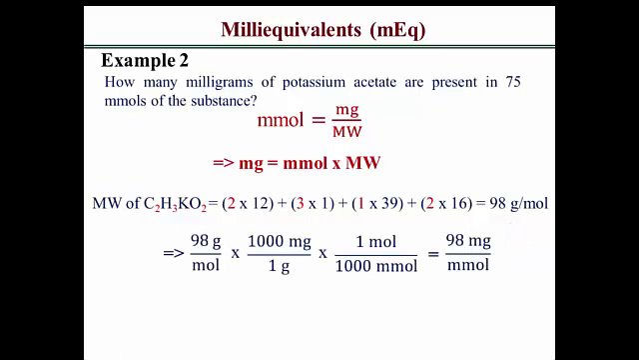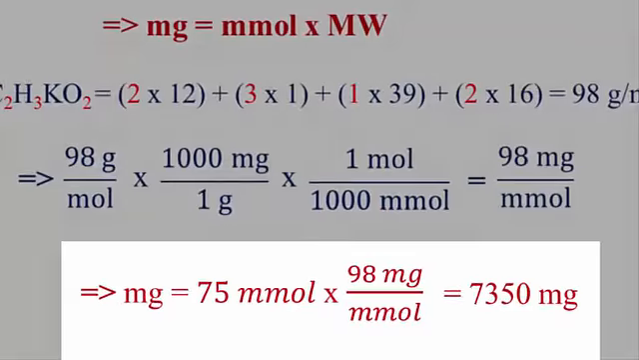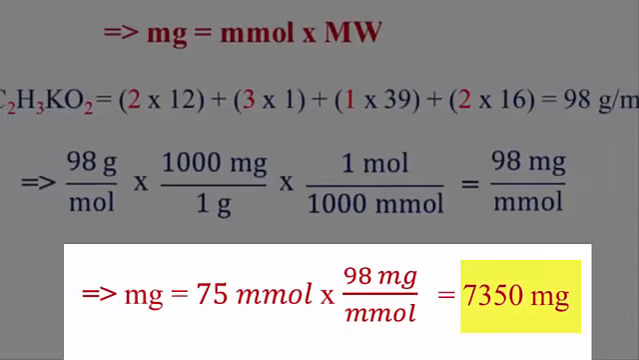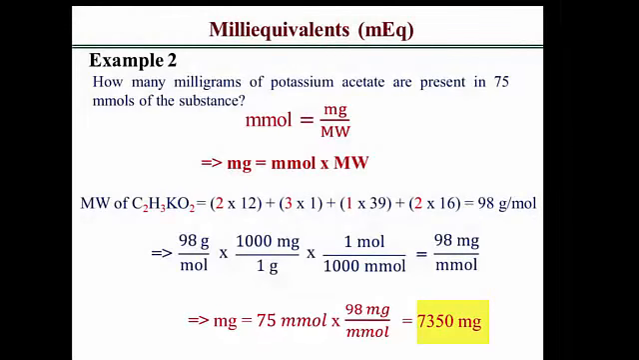Like I said, you want the units of your molecular weight to be compatible with your quantities. So you have 98 milligrams per millimole following conversion. You put this into your equation, you have 75 millimoles times 98 milligrams per millimole, and that gives you 7350 milligrams. Very easily done. Okay, so now at least you're reminded of how to work with millimoles.